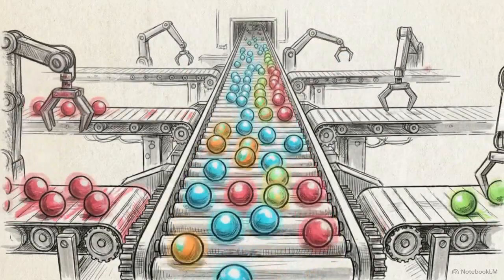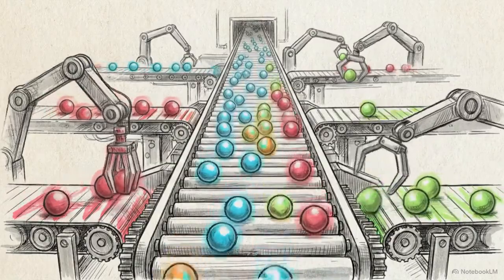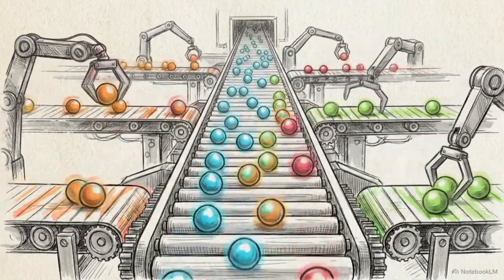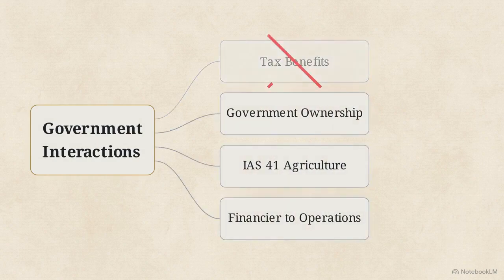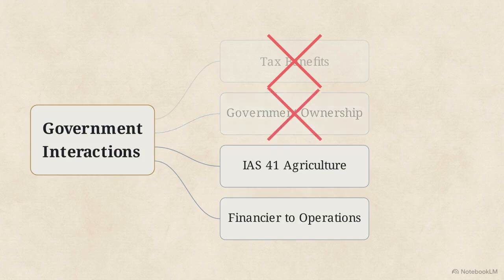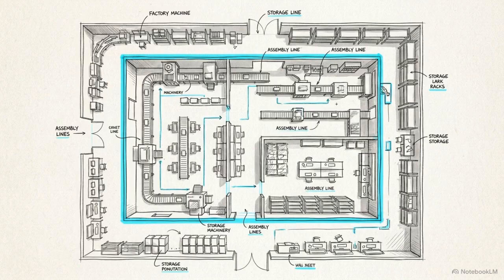Government interactions with corporate finance are vast, messy, and continuous. To account for them accurately, we need a highly structured sorting mechanism. Under IAS 20, we filter government interactions. First, we exclude tax-based benefits, like tax holidays. Next, we remove government equity participation and specific industry grants, like IAS 41 agricultural subsidies. What survives are instances where government acts purely as a financier to operations.